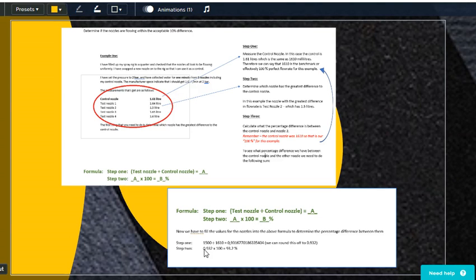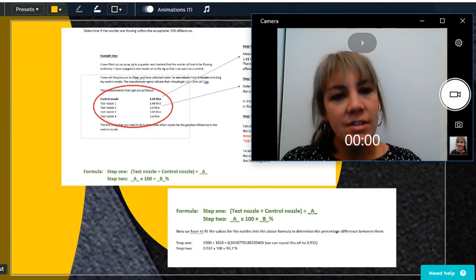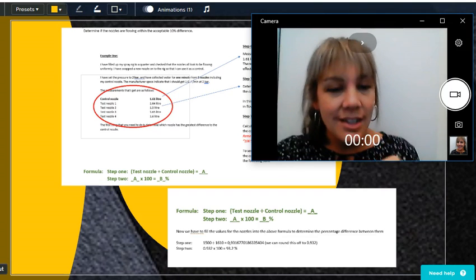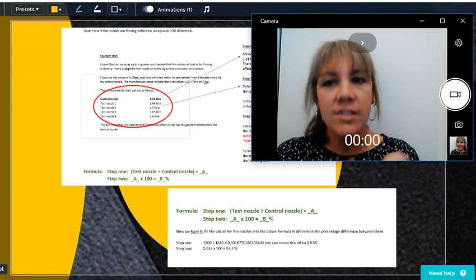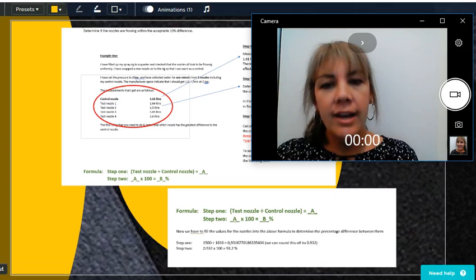So step 2 is 0.932 times 100, and that gives you 93.2%. This is within 10% difference of 100. If it was 89 or 75, it would have been more than a 10% difference, and then you wouldn't have been able to use it. Alright? But because this is less than a 10% difference, this nozzle is safe to use. So you can go ahead and continue with this process.